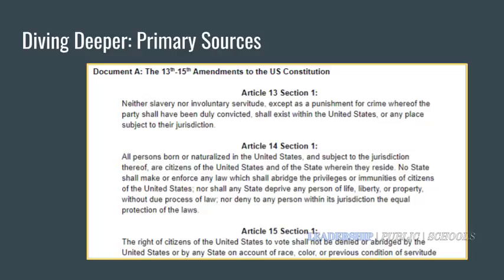Article 15, also known as Amendment 15, reads as follows: "The right of citizens of the United States to vote shall not be denied or abridged by the United States or by any state on account of race, color, or previous condition of servitude." This establishes the right to vote for freedmen in the United States, and in an ongoing tradition that forbids the government, state or federal, from interfering with someone's right to vote because of the color of their skin.